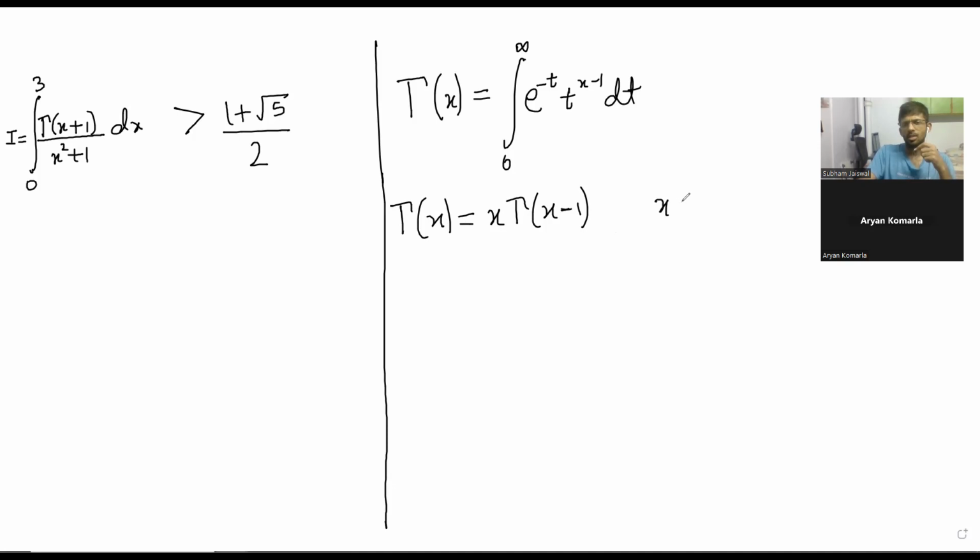Okay, so let's just say that everything is real and x is greater than zero. One can do it like that. This just follows from integration by parts. And the integral on the left is apparently very close to 1 plus root 5 by 2, so we need a tight bound. But I don't know how to approach this.